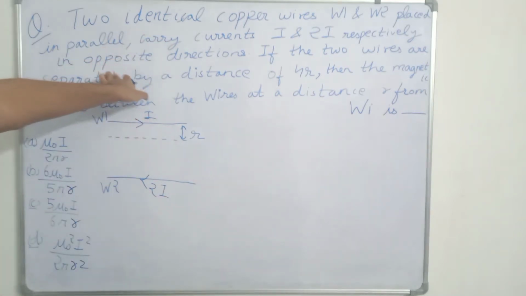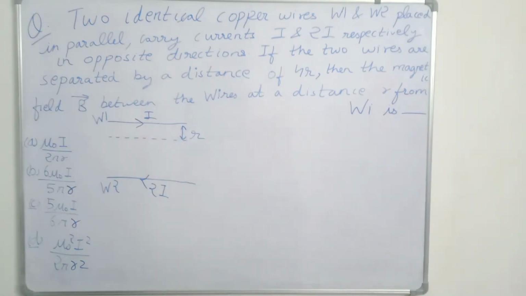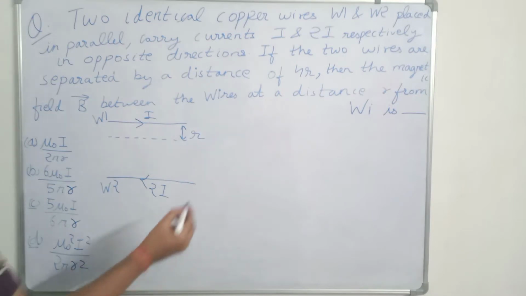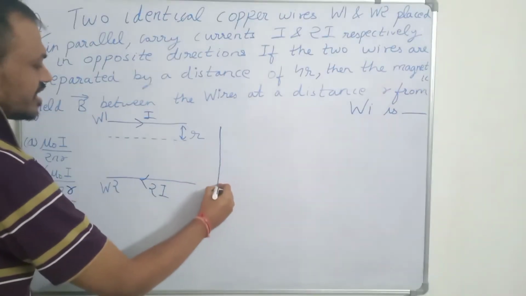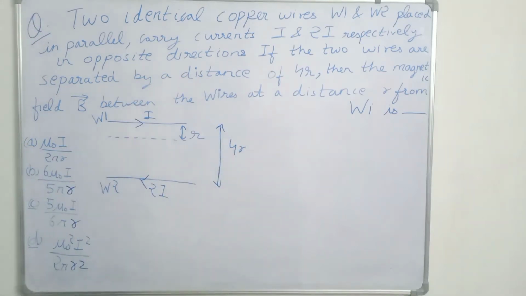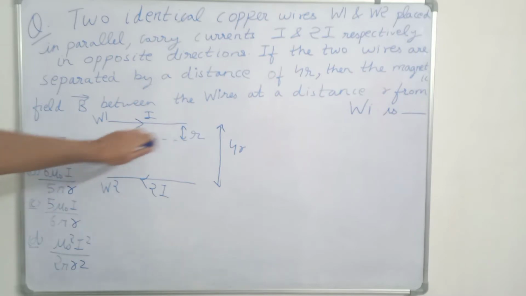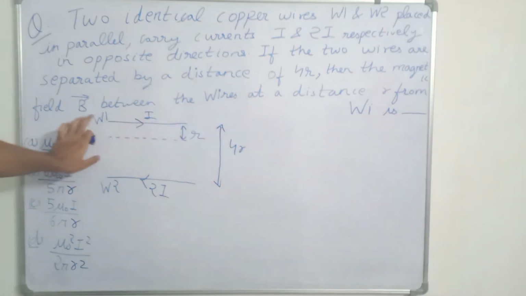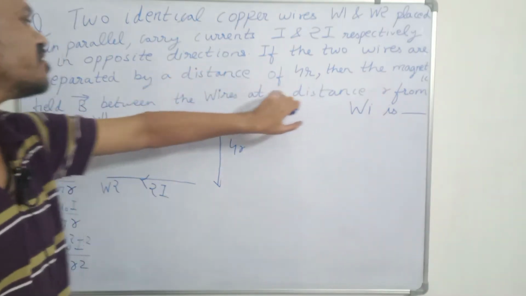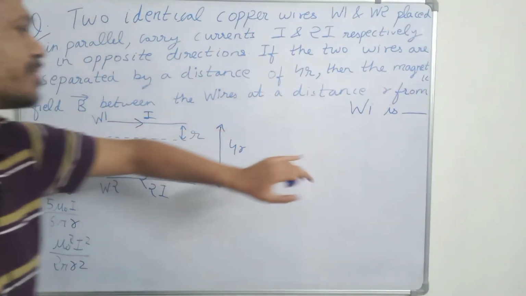And the currents are in opposite directions. Now the two wires are separated by a distance of 4r. So the total distance is 4r between the two wires. We have to find the magnetic field B vector between the wires at a distance r from W1.